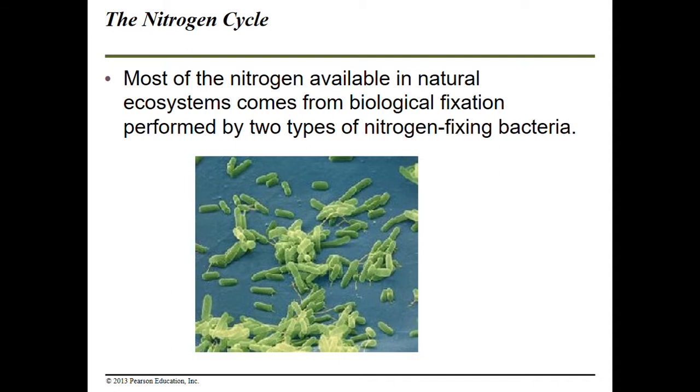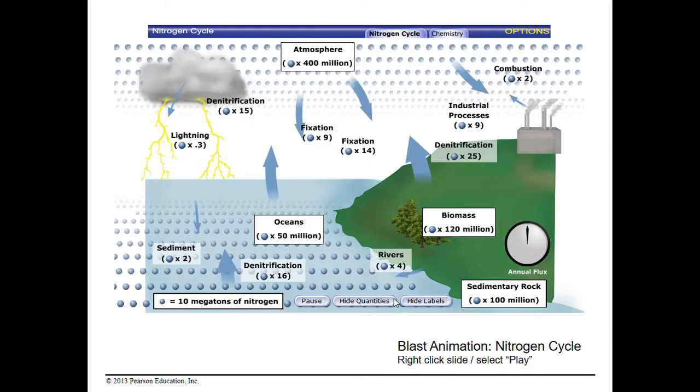So most of the nitrogen available in natural ecosystems comes from nitrogen fixing bacteria. Without nitrogen fixing bacteria, it would not happen as easily, for sure. I don't know what would happen actually, but it would not happen as easily.